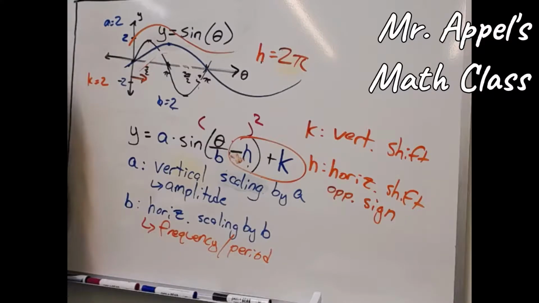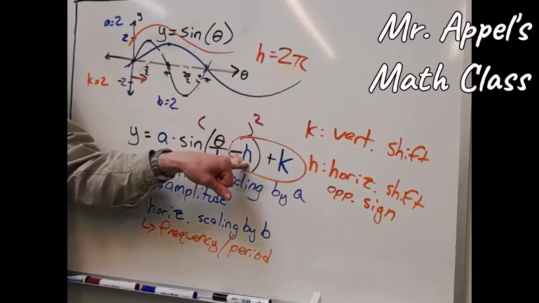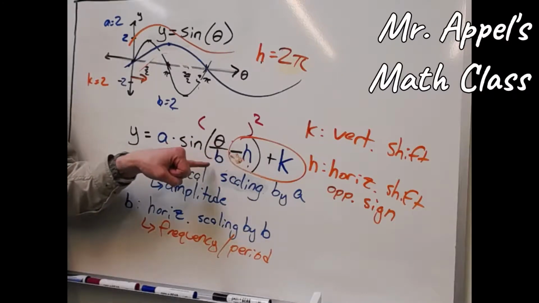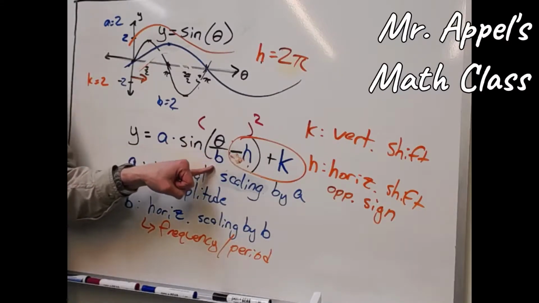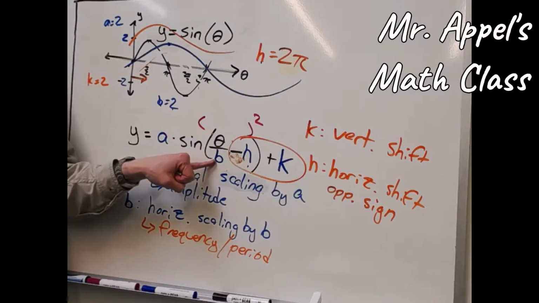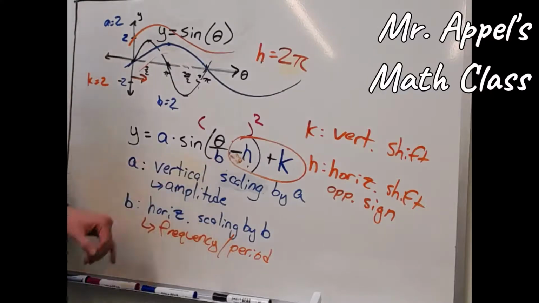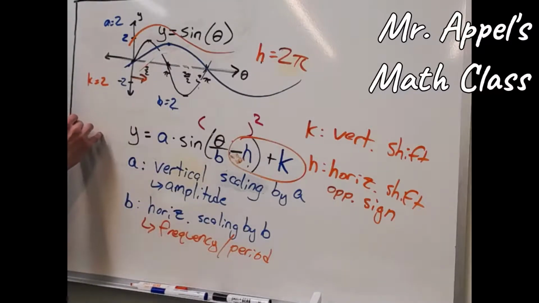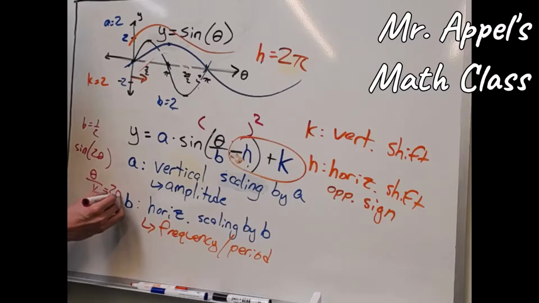B would not be 2 pi. B rarely has the pi's. H has pi's. B usually does not. B will just be some integer value. Or it could be a fraction. Theta divided by 1/2. Right? If b is a half, then you'll see it as sine of 2 theta. Right? Because something divided by 1/2 is the same as multiplying by 2. Right? Don't let that trip you up.